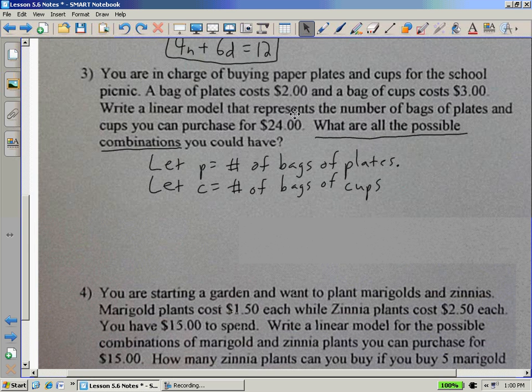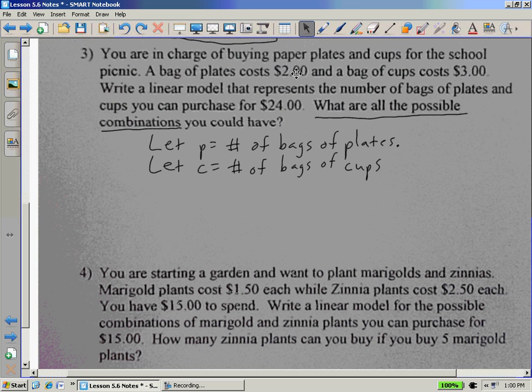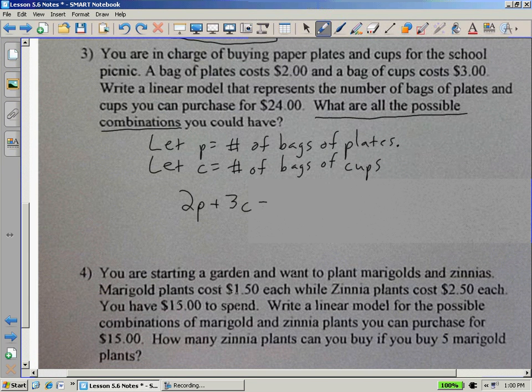Okay, so P is the number of bags of plates, C is the number of bags of cups. And we're just going to put it in a traditional standard form. So bags of plates, 2 times P. It's $2 for a bag of plates, times the P for the number of bags of plates, plus the bags of cups cost $3 times the number of bags of cups, and that equals 24, the most that we can spend. This one actually would be in standard form, except you probably would want to reverse these so that it would be in order, C then P. But as it is, it just wants a linear model. So we have done that part.